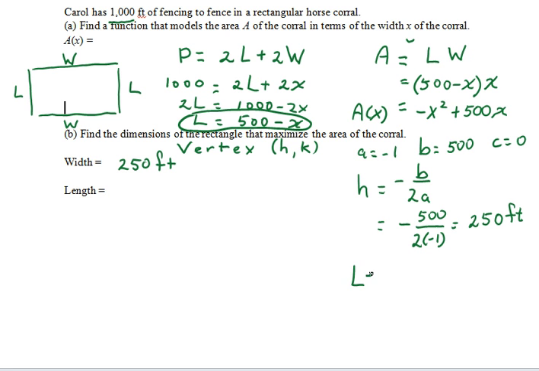So the length equals 500 minus 250, which is 250 feet. So the dimensions are 250 feet by 250 feet. So the dimensions that maximize the area actually are the same dimensions that would make the rectangle into a square.